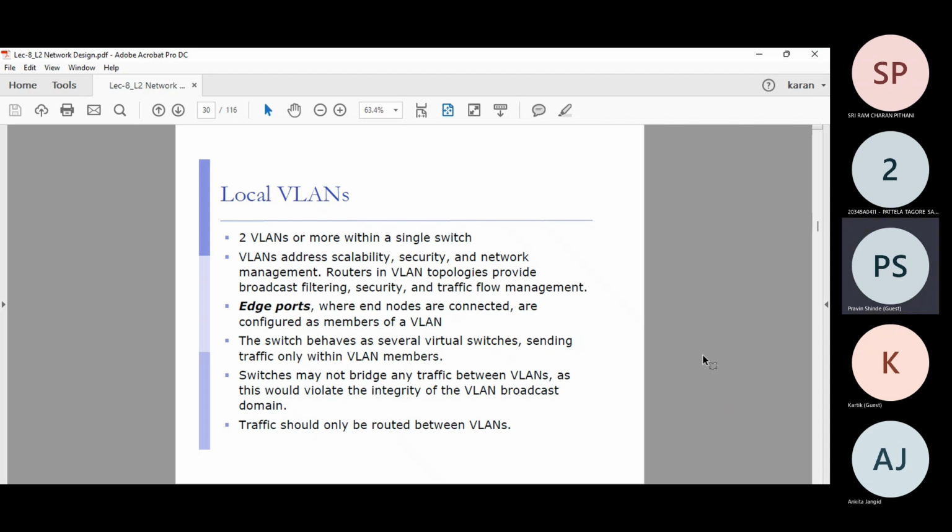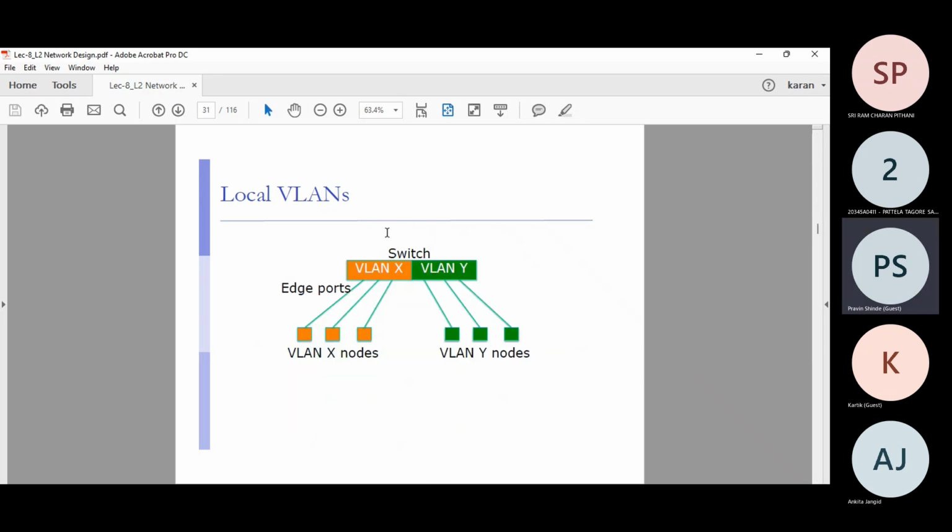Switches may not bridge any traffic between VLANs, as this would violate the integrity of the VLAN broadcast domain. Traffic should only be routed between VLANs. So these VLANs are basically deployed this way. See local VLANs, switch, VLAN X and VLAN Y.